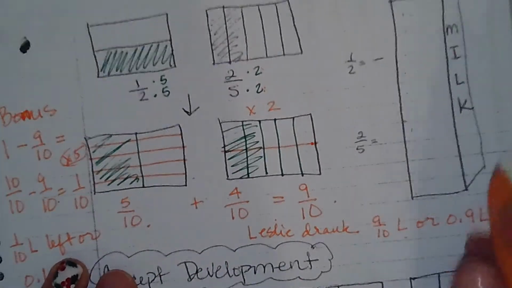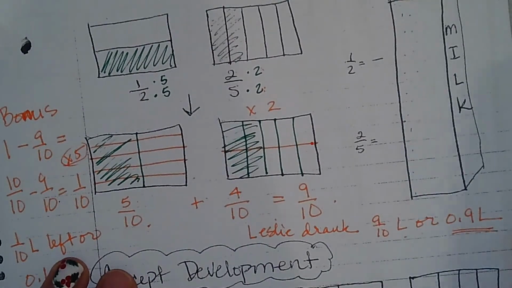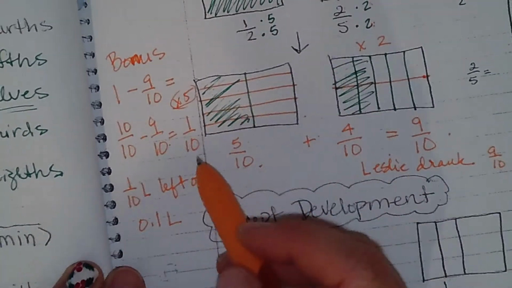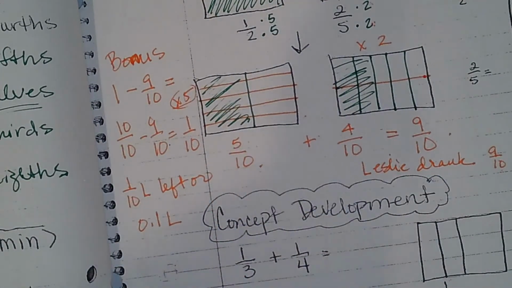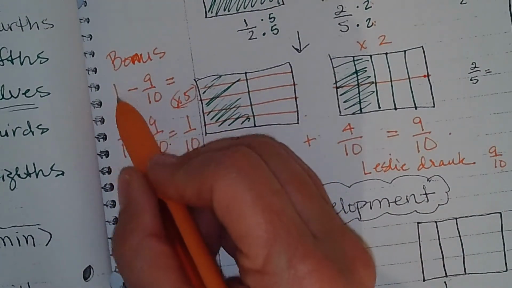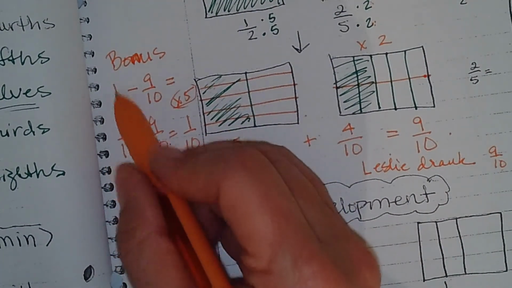So I don't want you to forget about what you know about decimals. Remember what 9/10 equals. It's 0.9. Then the bonus question was, how much milk does Leslie have left over to go with her dessert? Give your answer as a fraction of liters and as a decimal. So you have to think of one whole. She started with one whole.